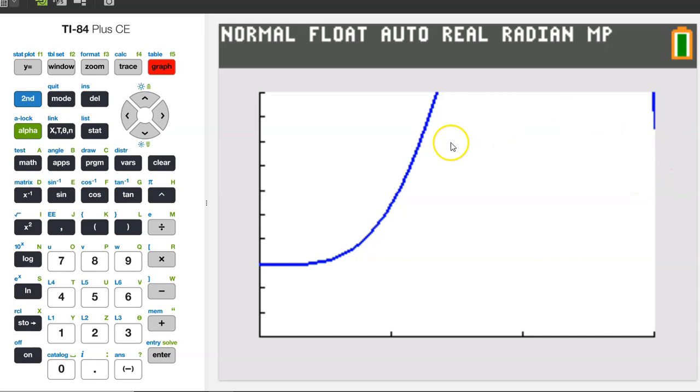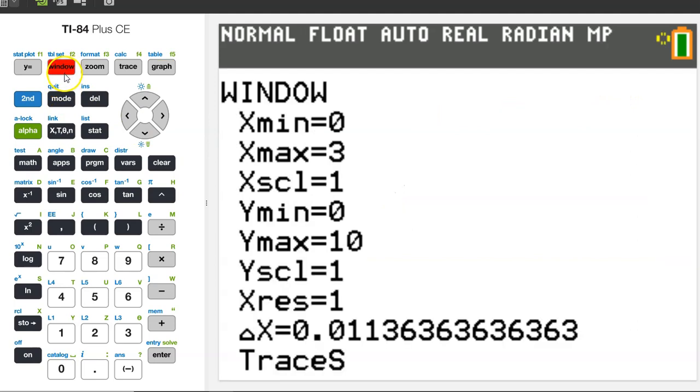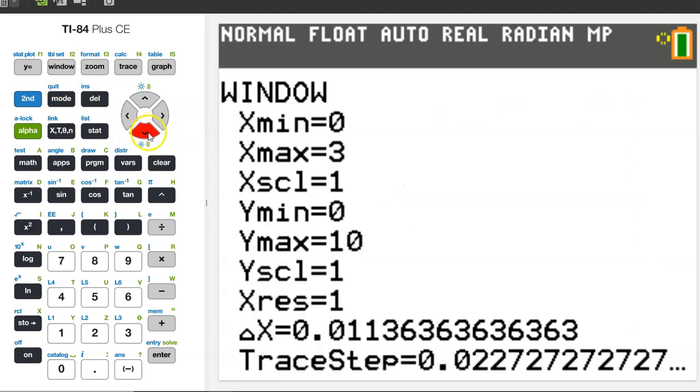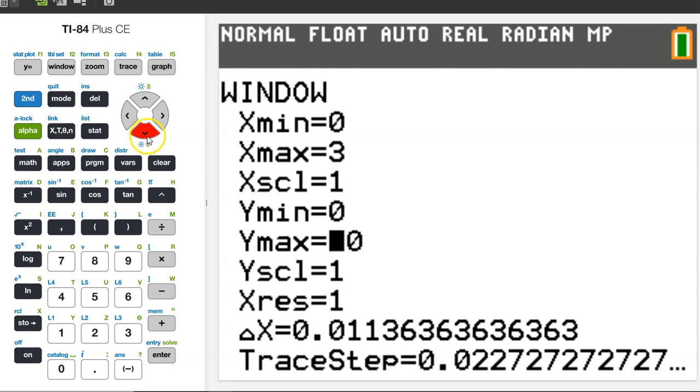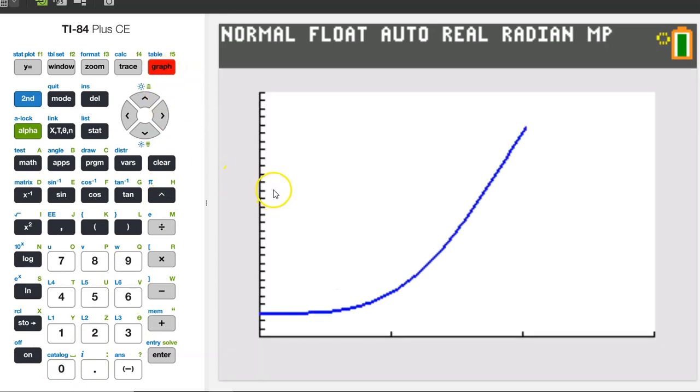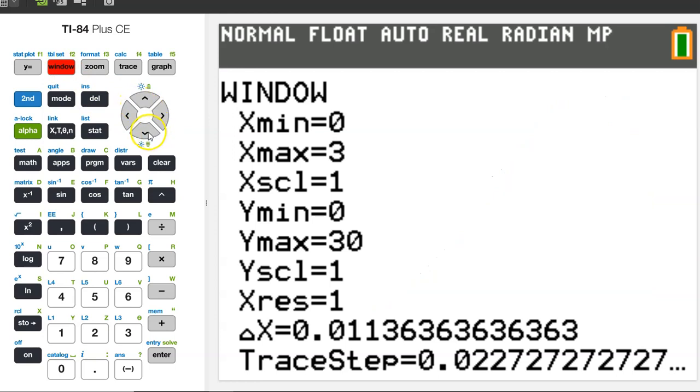Okay, so I can see that the number of cars went significantly higher than 10. So let's go back to the window and change that y max. I think I'm going to just jump all the way up to 30. And hit graph again. Okay, almost. I think I'm going to go all the way to 50. I'm through playing around.